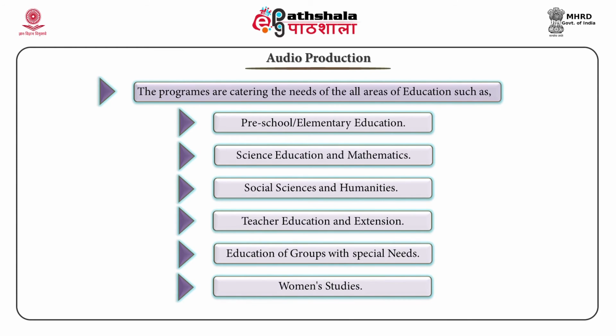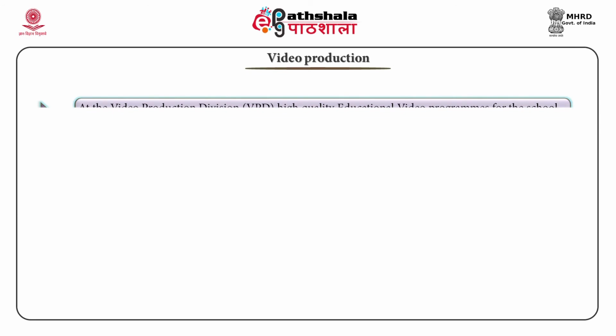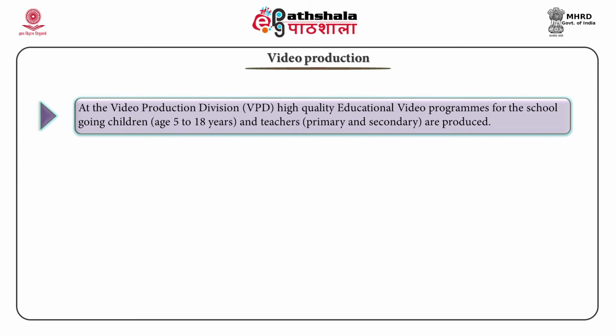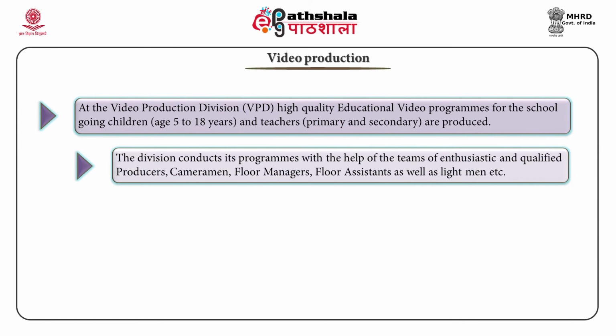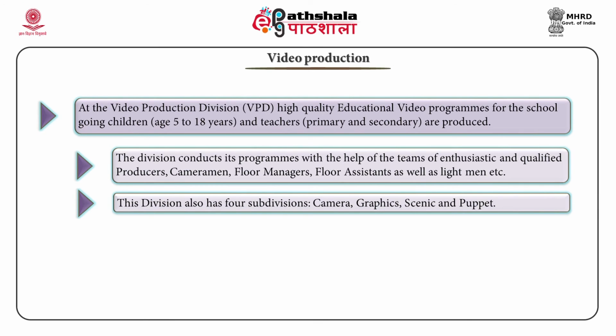Another division of CIET is the video production. At the video production division, high quality educational video programs for school-going children aged 5 to 18 years and teachers of primary and secondary are produced. The division conducts its programs with the help of teams of enthusiastic and qualified producers, cameramen, floor managers, floor assistants as well as lightmen. This division also has 4 subdivisions: camera, graphics, scenic and puppet.